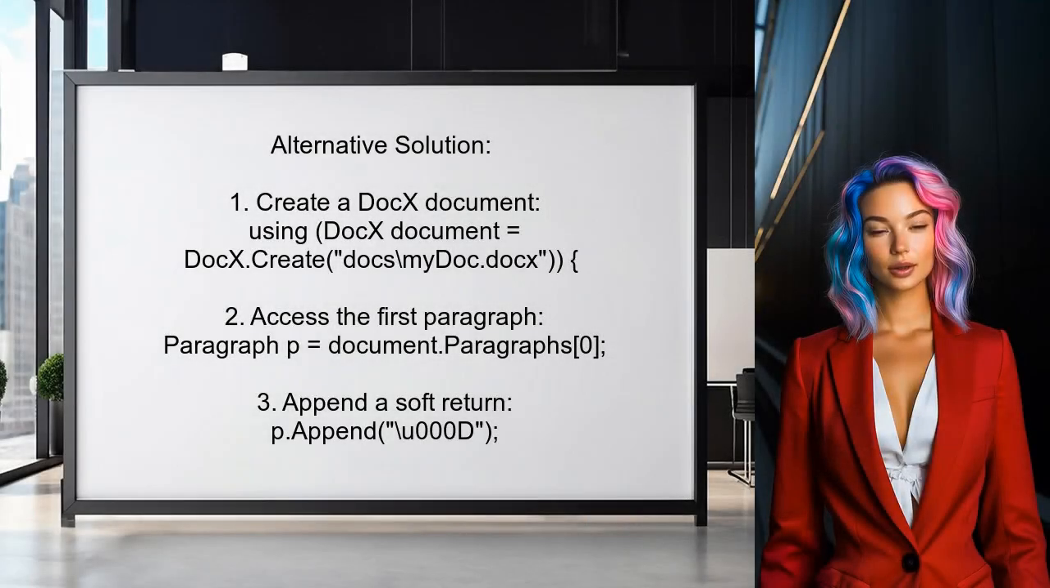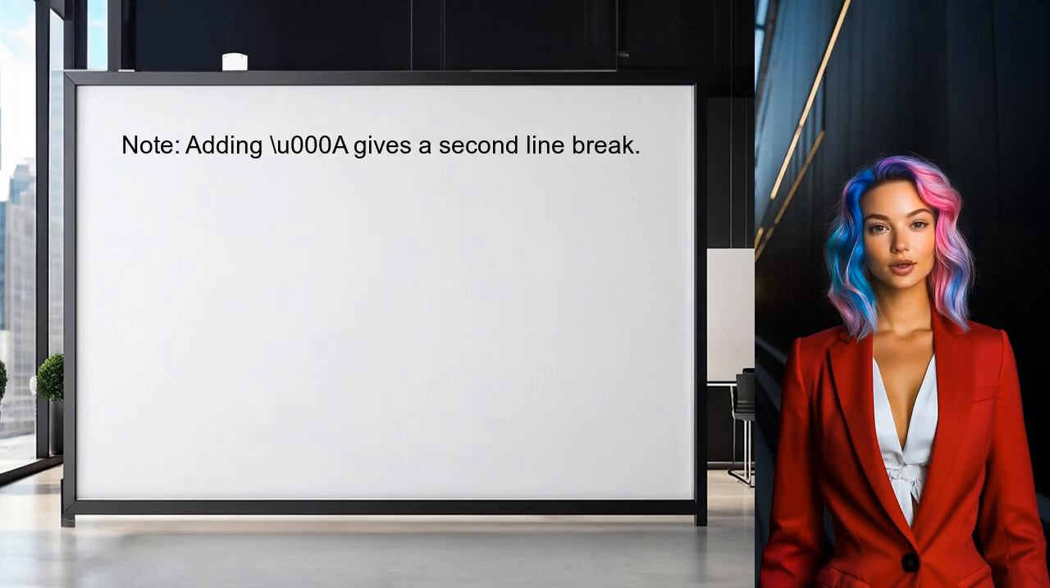An alternative solution provided by another user involves using the Novacode Docx library to add soft returns. They suggest creating a document and then appending a soft return using the Unicode character for carriage return.